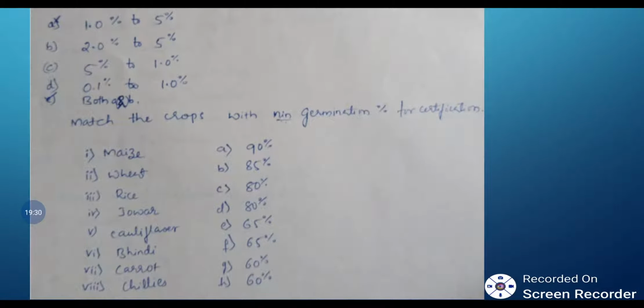Coming to next question, match the crops with minimum germination percentage for certification. This is a direct question. Here the germination percentage is already given as matched one. In maize, the germination percentage is 90%, wheat 85%, rice 80%, jawar 80%, cauliflower 65%, bhindi 65%, carrot 60%, and chilies 60%.